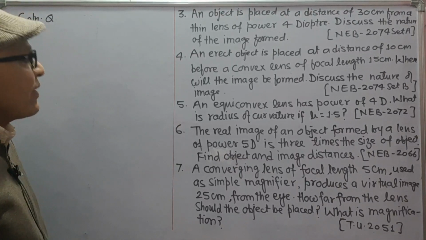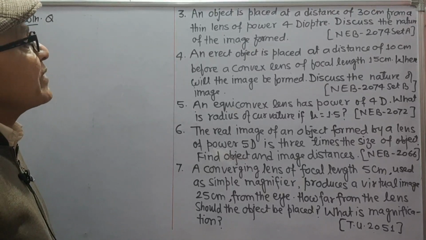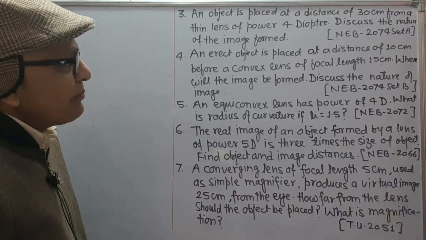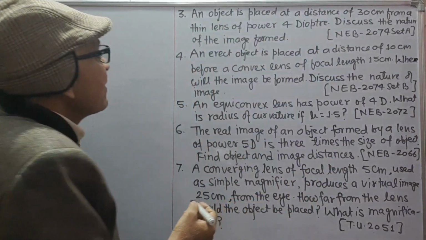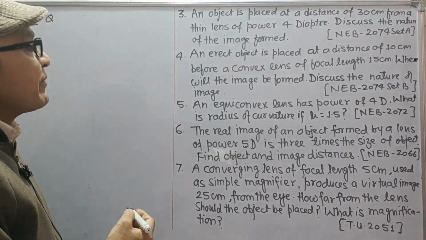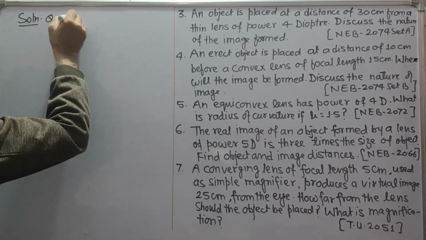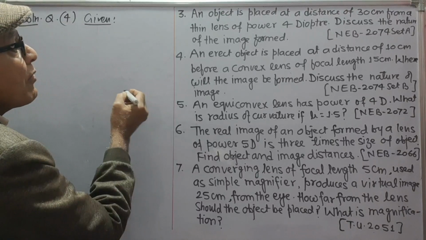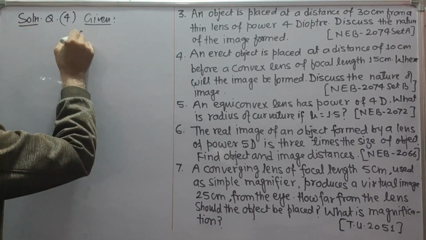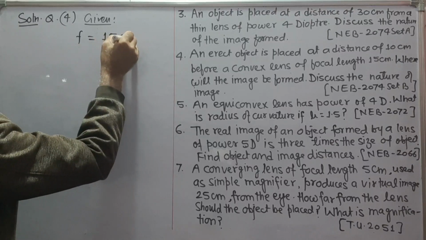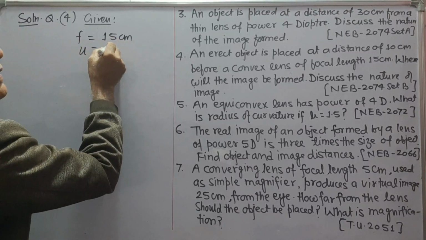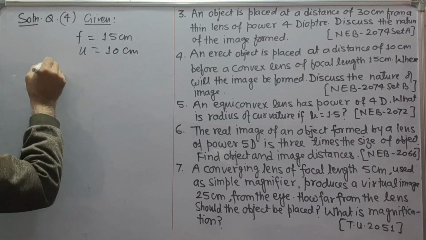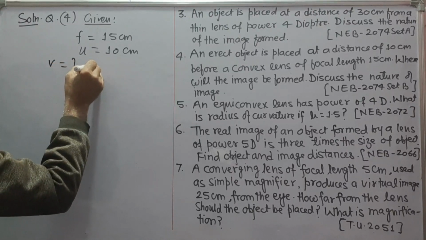Question number 4. Question is, an erect object is placed at a distance of 10 cm before a convex lens of focal length 15 cm. Where will the image be formed? Discuss the nature of the image. Solution to question 4. Given for convex lens, focal length is 15 cm, object distance is 10 cm. We have to find the v and nature of image.